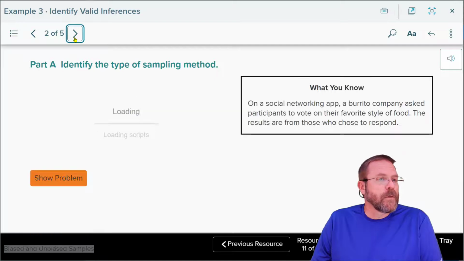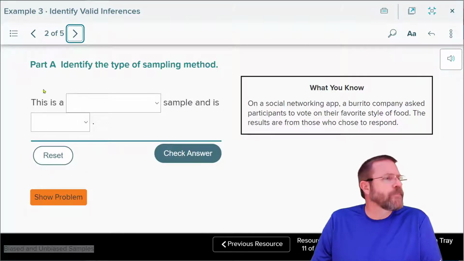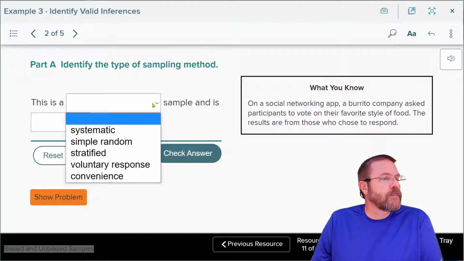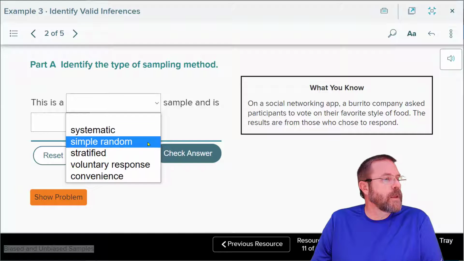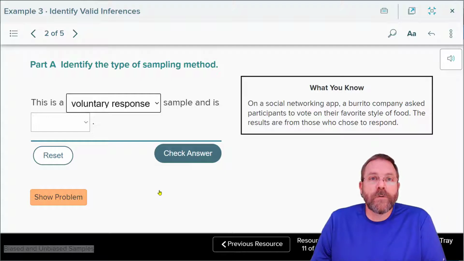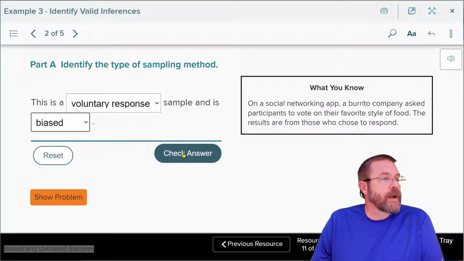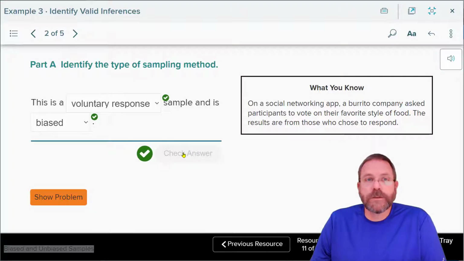So from here, how can we have more people pick Indian than Italian? I mean, really? All right. So first off, this is going to be a, well, let's see. What do y'all think? I'm thinking it is going to be a voluntary response, because they put it out online and let people volunteer whether or not they're going to respond to it, and therefore it is going to be a biased sample. Check it, and it checks.